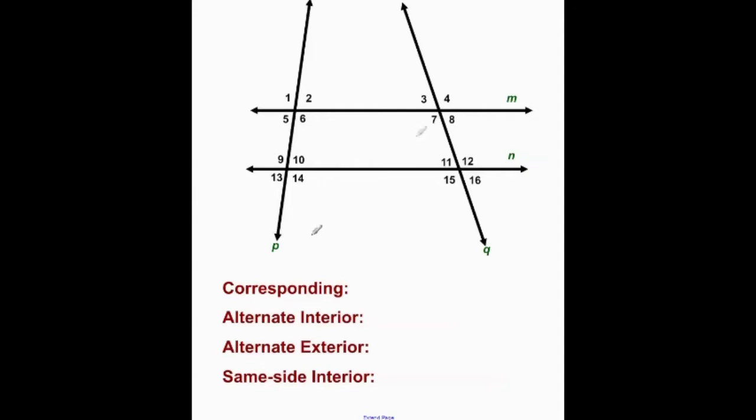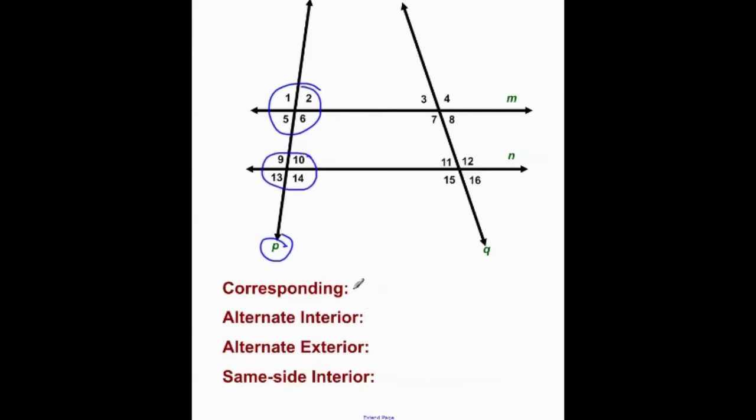Okay, we're going to take a look at angle pairs. One of the most important things when you look at angle pairs is knowing what transversal you're dealing with. Now notice we have four lines: lines M, N, P, and Q. When we talk line P, we're just looking at the angle pairs that share this transversal. So we have an angle pair here and an angle pair here.